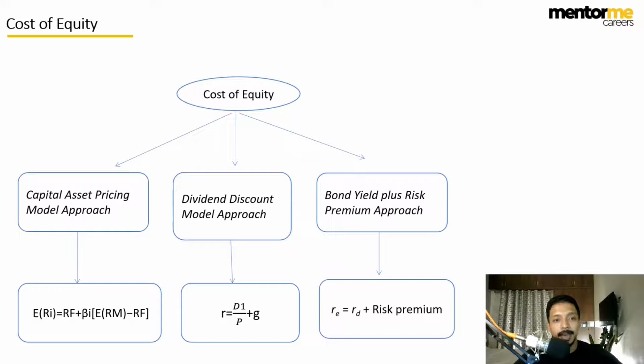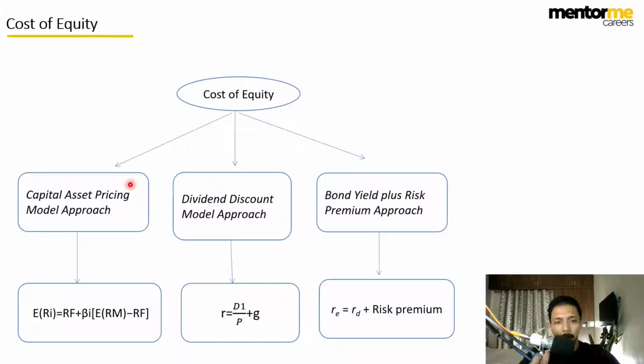So the three approaches that we have are the capital asset pricing model, the dividend discount model, and lastly the bond yield plus risk premium approach, which is nothing but taking the bond yield the company has and then attaching a risk premium to it, right? We generally do not use the bond yield plus risk premium approach, so we're not going to discuss how to calculate that. But the first two approaches are pretty common, and the capital asset pricing model is much talked about, specifically when you're modeling. The dividend discount model approach is based on the Gordon growth model.